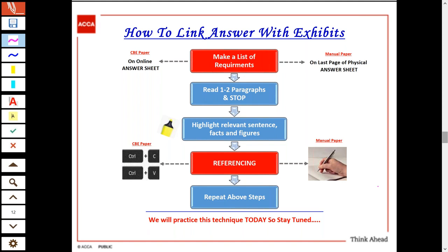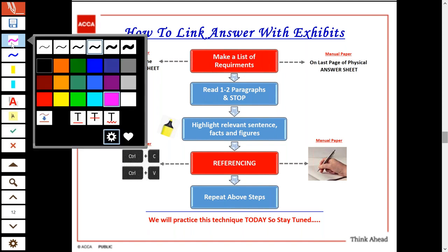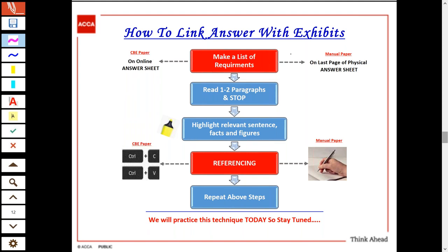Step number 1. Step number 1 is you first make a list of requirements. So as soon as you get your paper, as soon as the paper starts, the first and foremost thing is you quickly make a simple list of your requirements.